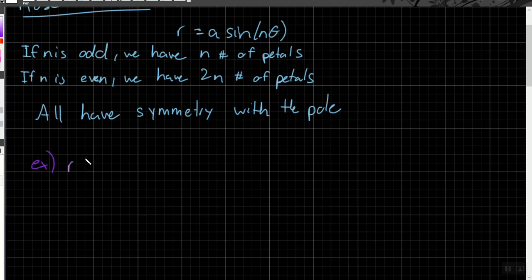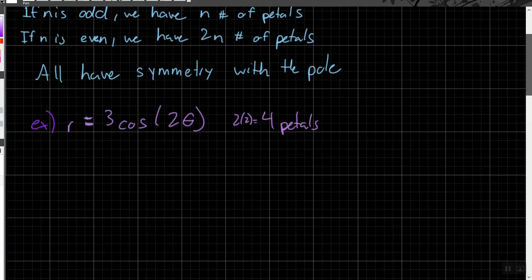Let's do r equals 3 cosine of 2 theta. How many petals is this rose going to have? 4 petals, yep. So our 2 is our n, and 2 is even, so we're going to double the amount of petals we have. So 2 times 2 gives us 4. So we have 4 petals.